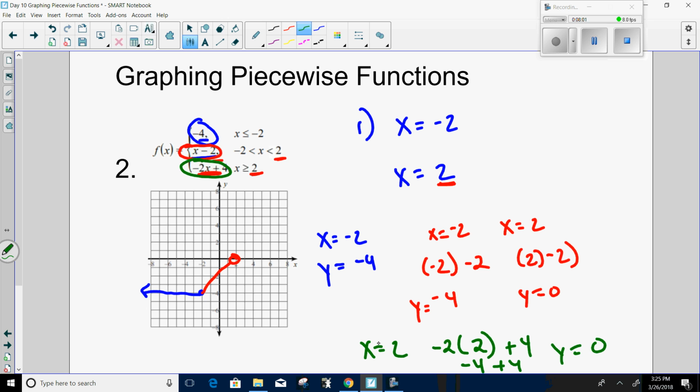And then the green one, I have x equals 2 and y equals 0. That's the same spot. So I would fill that one in, and then I would use the slope of -2. Go down 2, right 1, down 2, right 1, down 2, right 1, as many times as you need, and your graph would look something like that. And that is graphing a piecewise function.